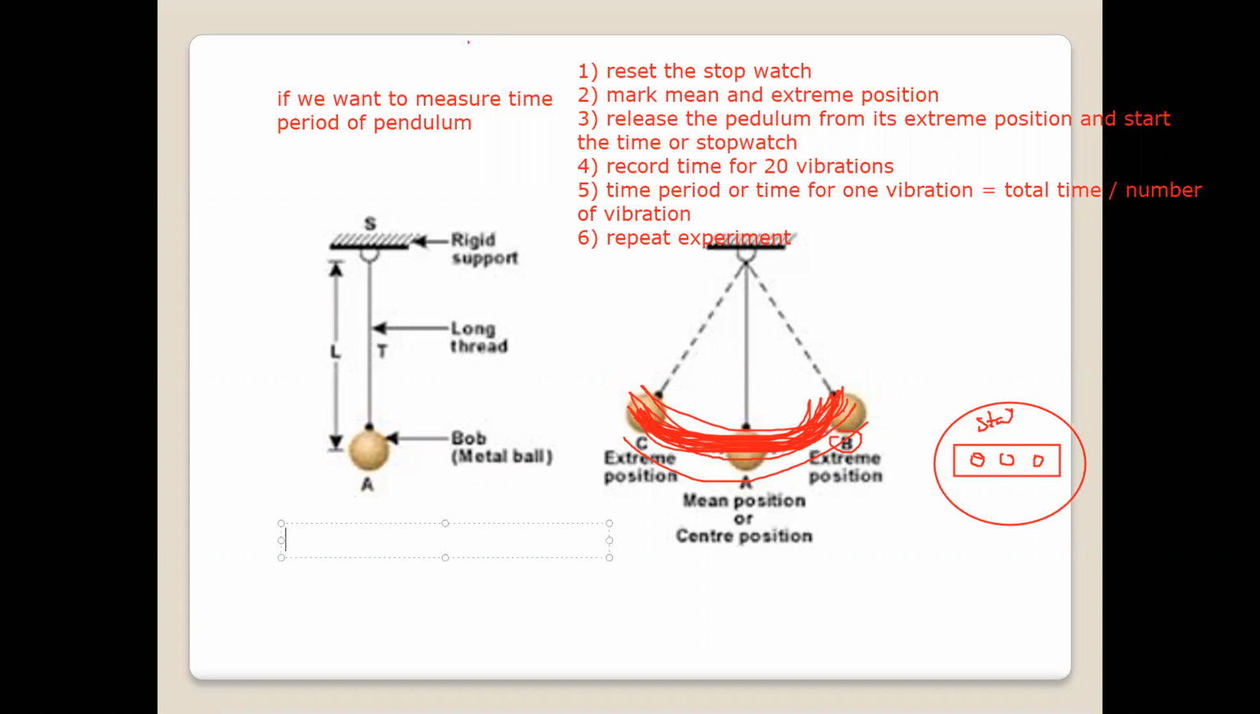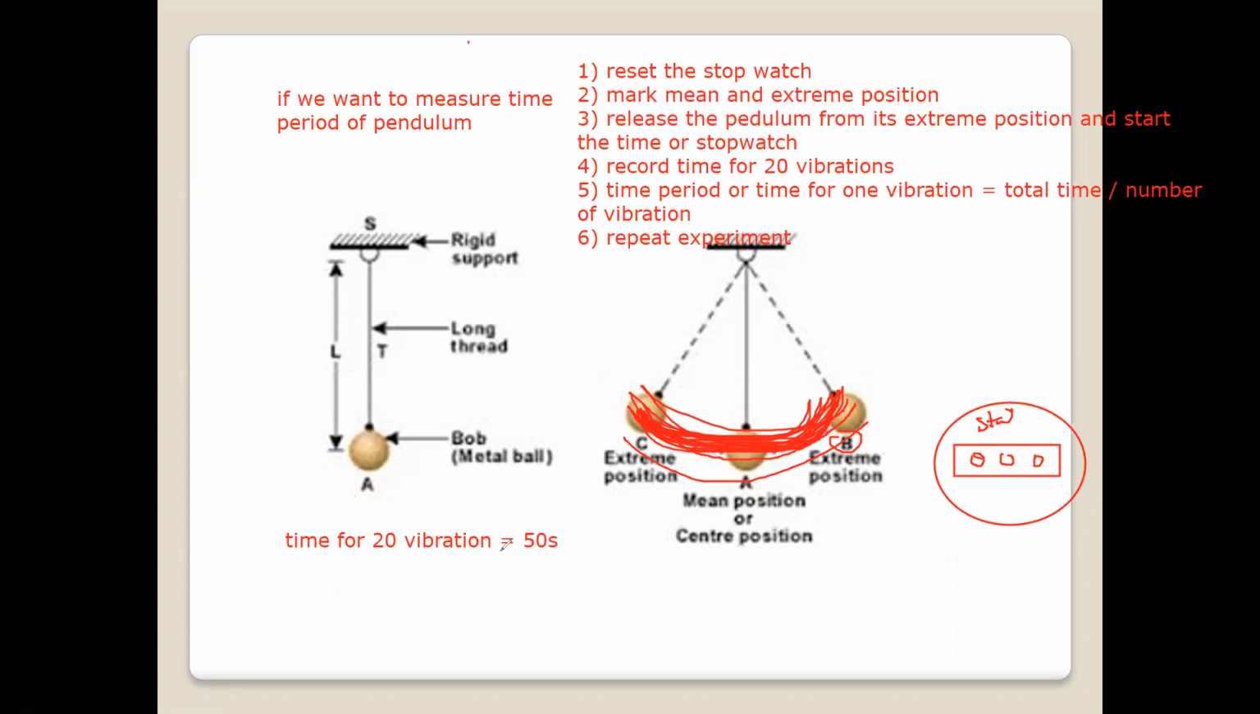Example, the time for 20 vibrations is 50 seconds. So 20 times it vibrated in 50 seconds. But the question is how to find the time period. Time period means time for one vibration. So how will I find the time for one vibration?